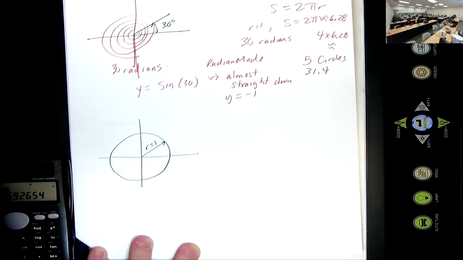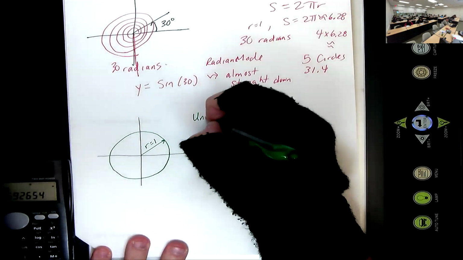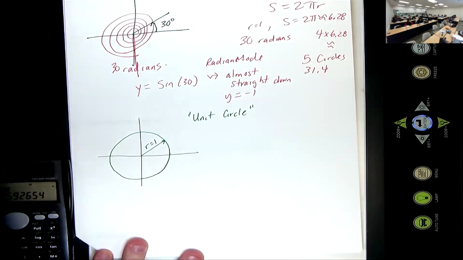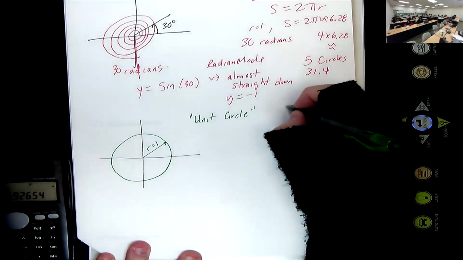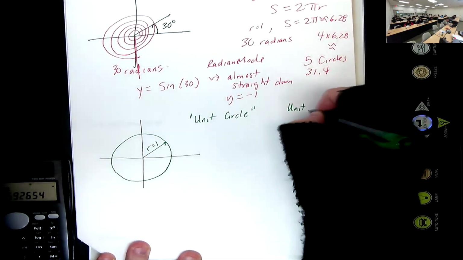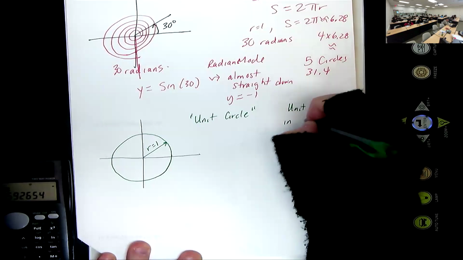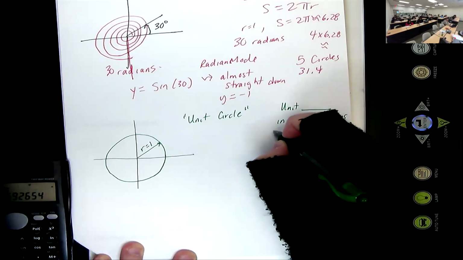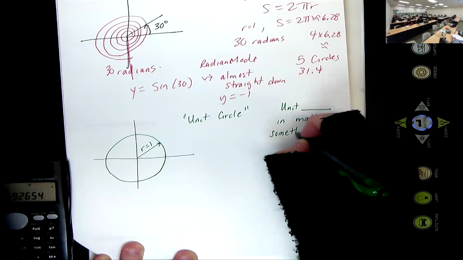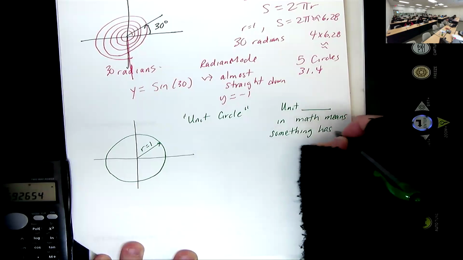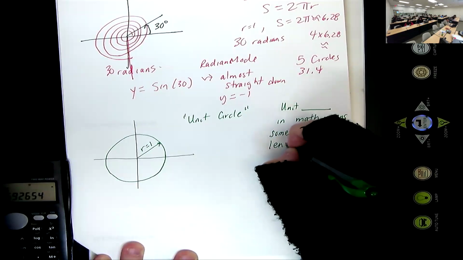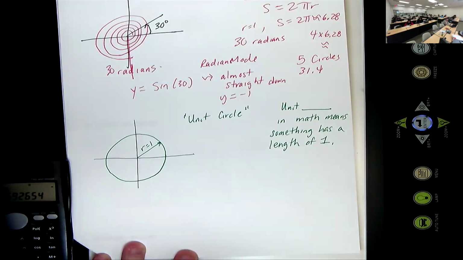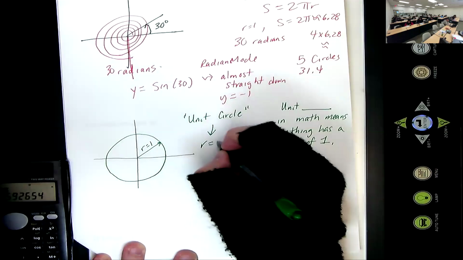Look at a unit circle. This is called the unit circle. Whenever you see the word unit, unit something in math, it means something has a length of 1. For a unit circle, R has a length of 1.